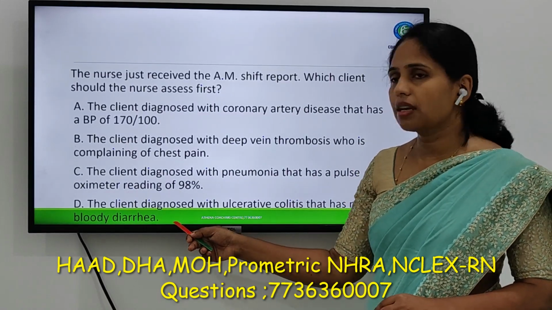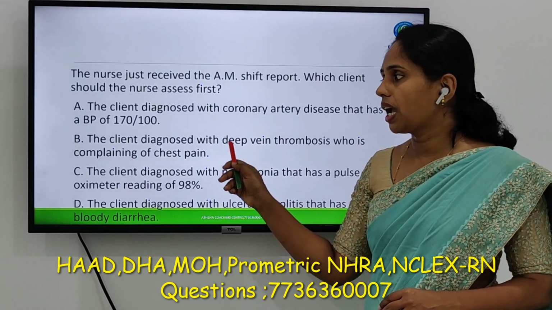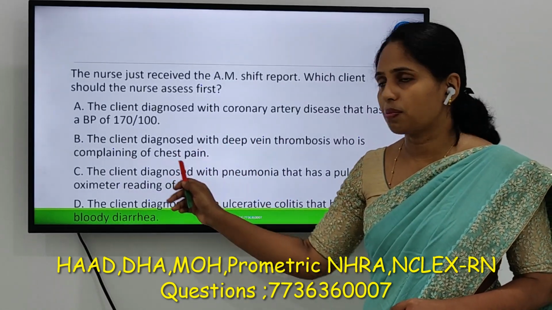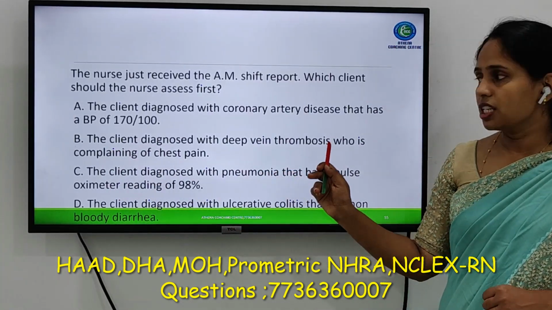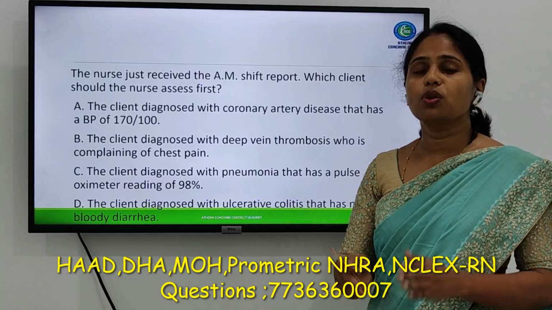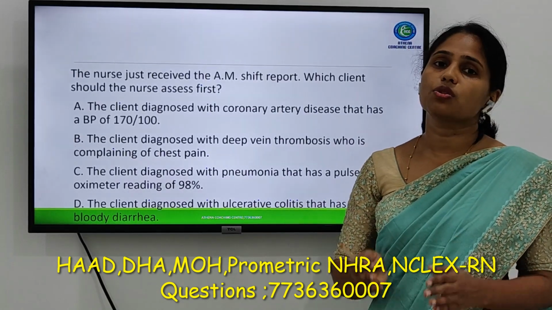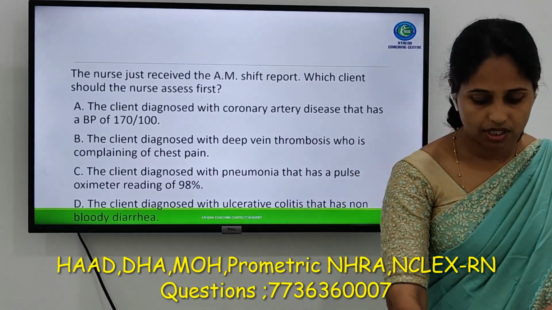Okay, so D can be removed, C can be removed, then A and B. From A and B, the correct answer is the one with chest pain. So B option, the client diagnosed with deep vein thrombosis who is complaining of chest pain. For that patient, you have to go and assess first and do interventions. Okay, so we'll see the next question.